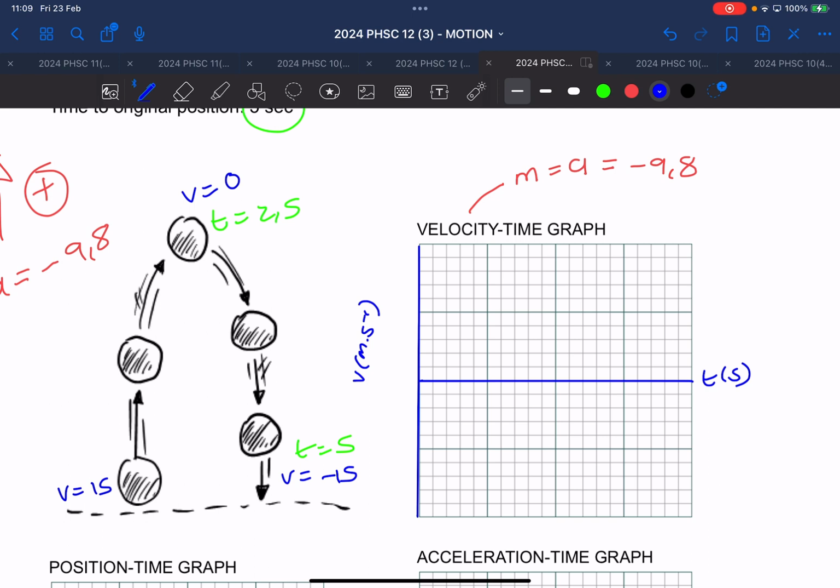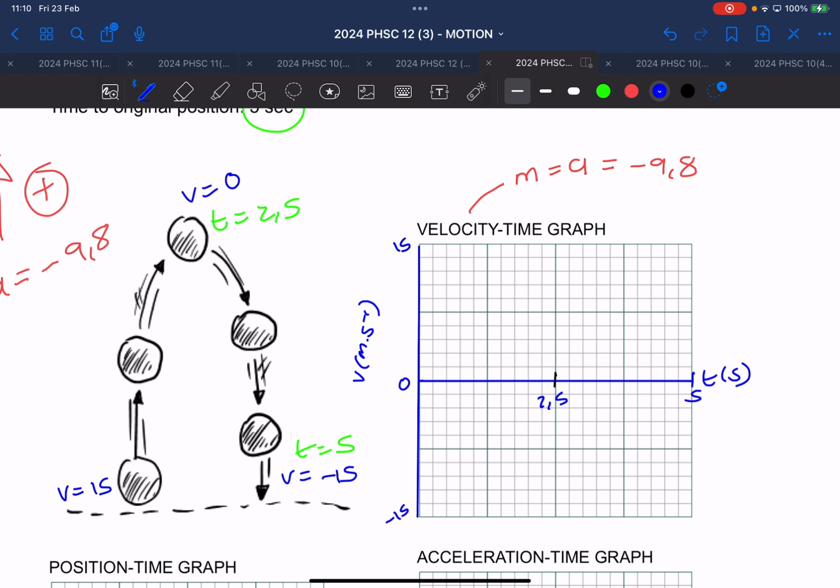Okay, then we must get to 5 seconds, so we can make it 2.5 and 5. You can make it whatever, it doesn't matter. And our velocities, we have 0 and we have 15 and we have negative 15. You can make it 10 and 20, whatever.